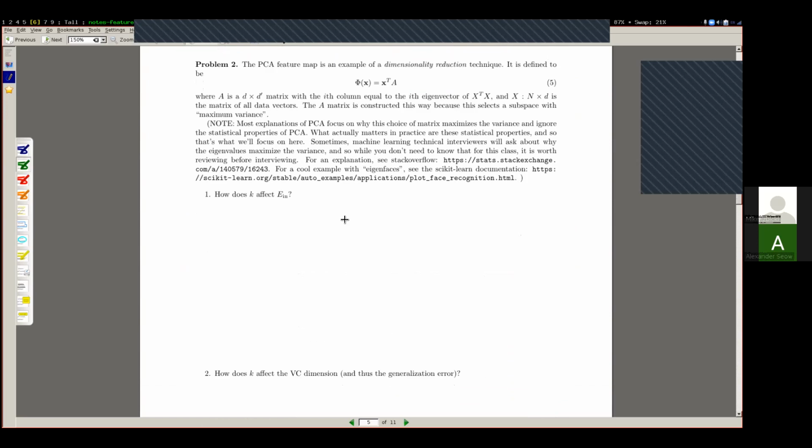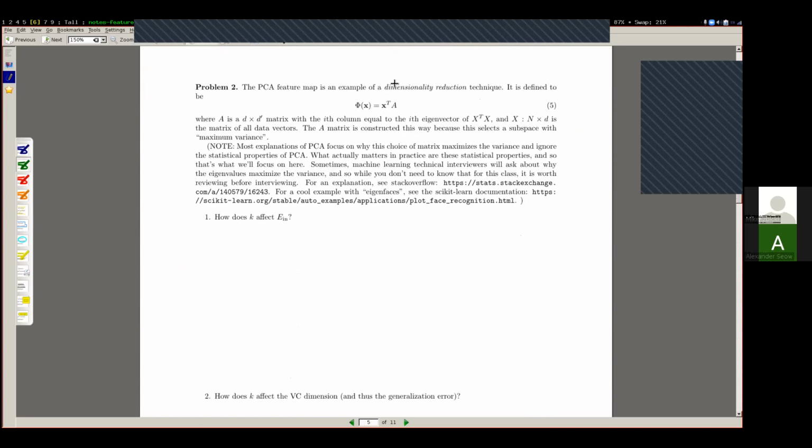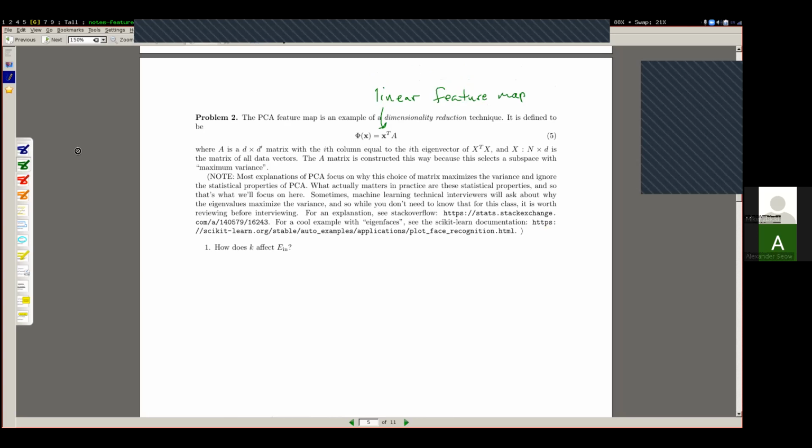Let's see. We have a little bit of time to start on this PCA feature map, another very, very famous feature map here. This is an example of what's called a linear feature map. It's linear because this down here is a linear function. One property of linear feature maps is that the VC dimension can never go up. So the VC dimension can only decrease on these linear feature maps.